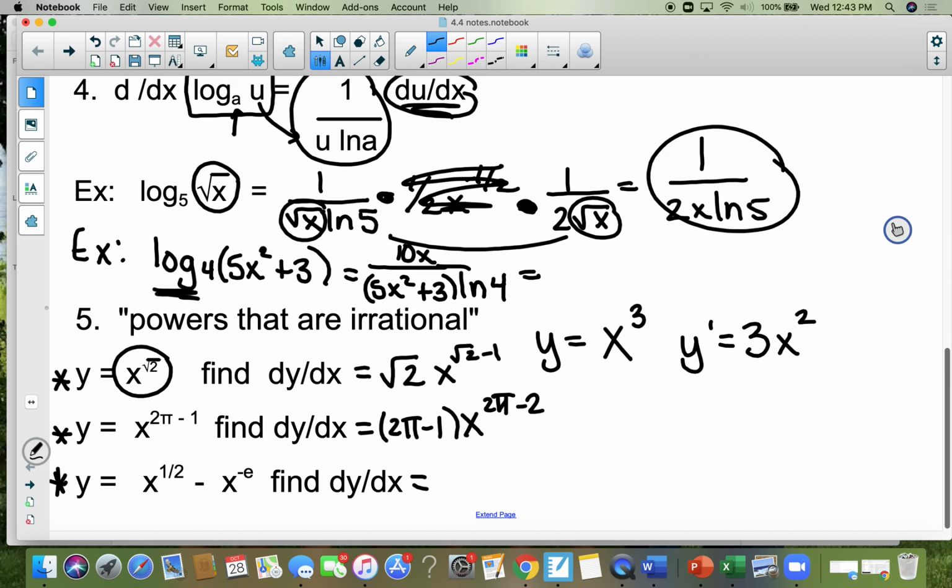And the last one, x to the 1/2 is the same thing as 1/2 x to the negative 1/2 minus, or not minus, plus e, because you're going to multiply this and this together, and that's why it's positive e, x to the negative e minus 1.